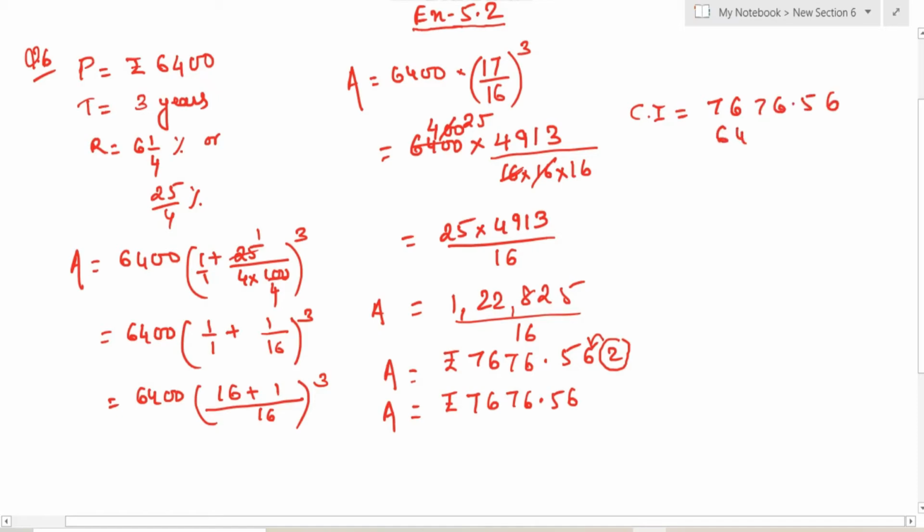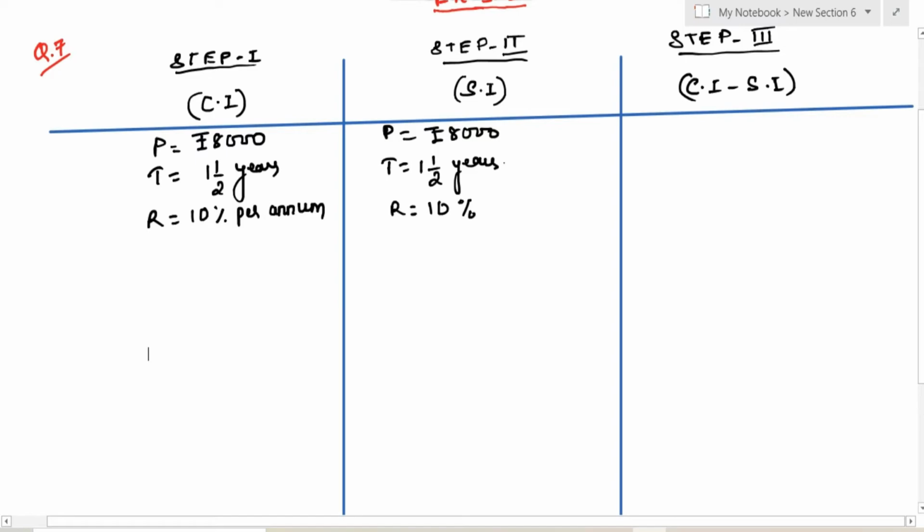Principal is 6400.00 paise. On subtracting, 6 minus 0 is 6, 5 minus 0 is 5, 6 minus 0 is 6, 7 minus 0 is 7, 6 minus 4 is 2, and 7 minus 6 is 1. So what is the required CI? 1276.56 paise.